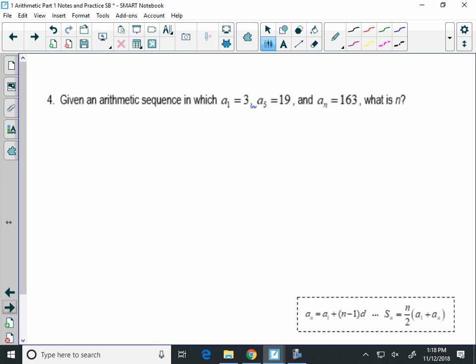Okay. Now we have a different one. This one's a little bit more challenging. I know a sub 1 here. So they're giving me the first term of the pattern is 3. The fifth term of the pattern is 19. And then some unknown term of the pattern is 163. And I want to know, what's the term number for 163?